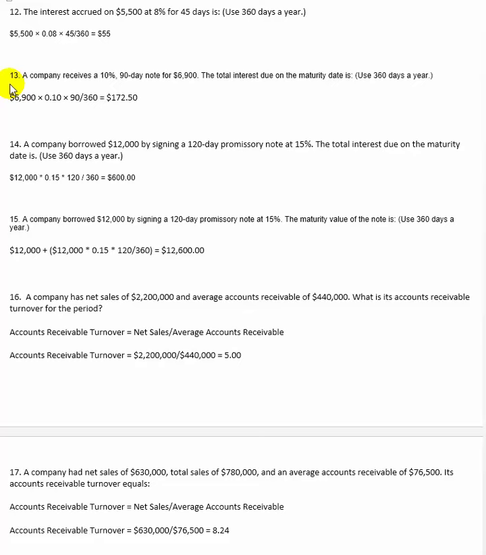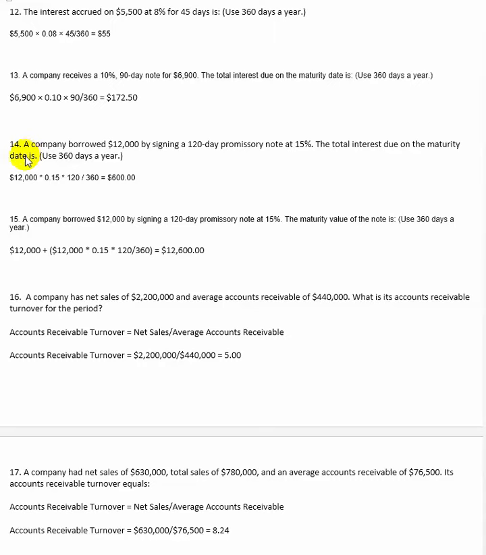Number 13. Company receives a 10% 90-day note for $6,900. The total interest due on the maturity date is what? 6,900 times 0.10 times 90 over 360, $172.50.